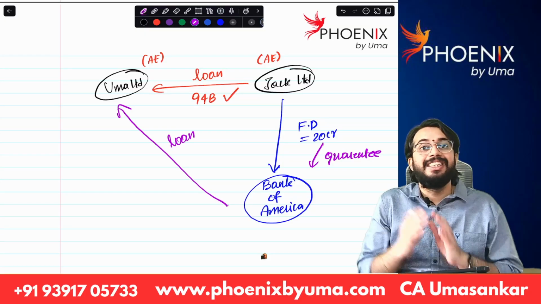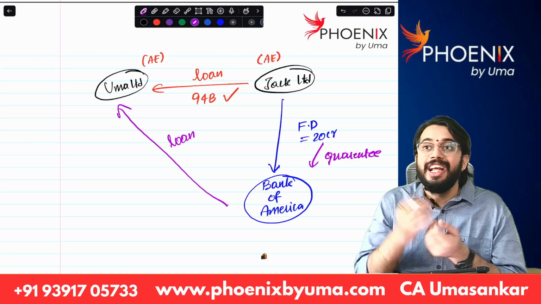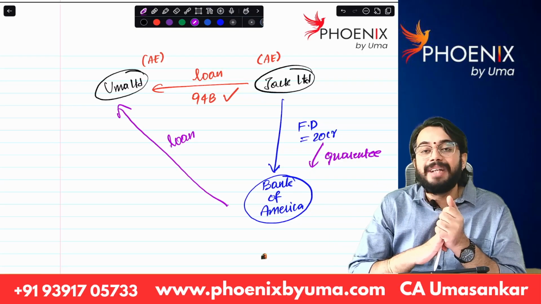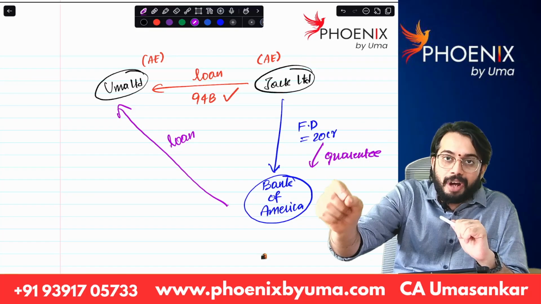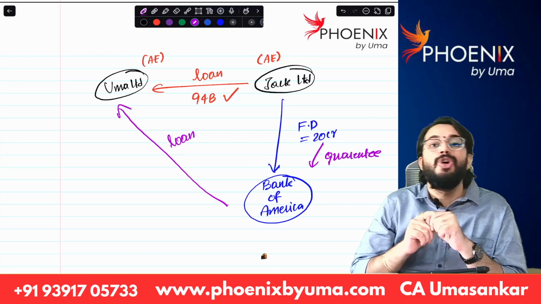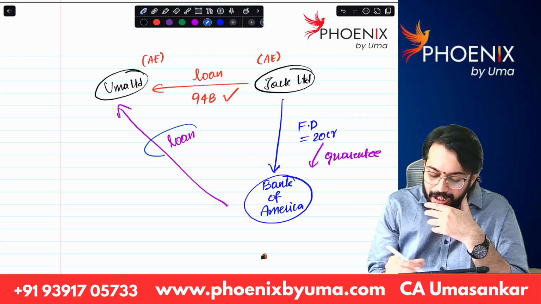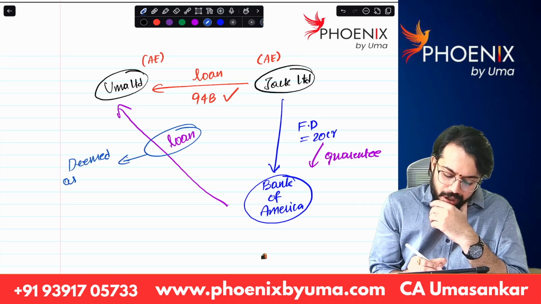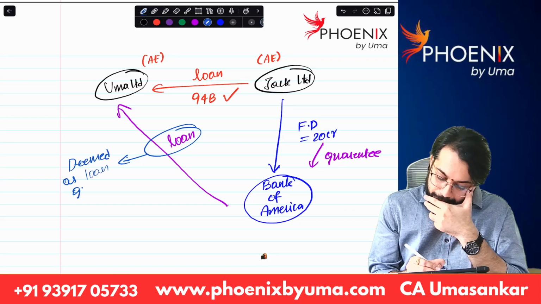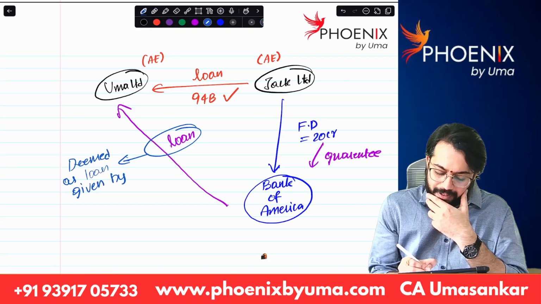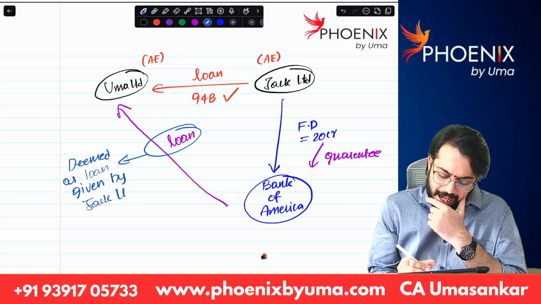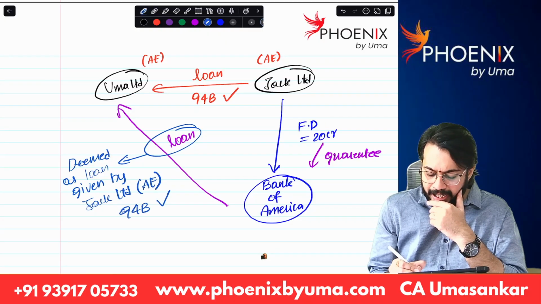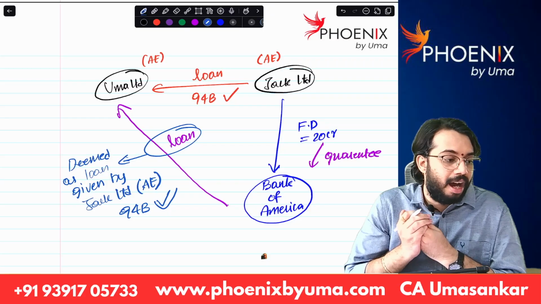Now, Bank of America, keeping this 20 crores as guarantee, gave loan to Uma Limited. That means Jack Limited is not directly giving loan. If loan is given directly, 94B gets attracted. So what Jack Limited is doing, it is giving guarantee to one bank and bank is giving loan to Uma Limited. Even in this case also, it will be deemed as loan given by associated enterprise. It will be deemed as loan given by Jack Limited, associated enterprise. And 94B gets attracted. 94B is applicable. Are you able to understand?